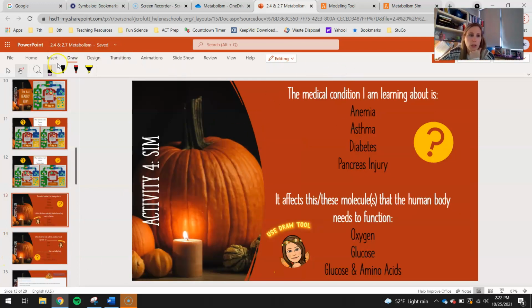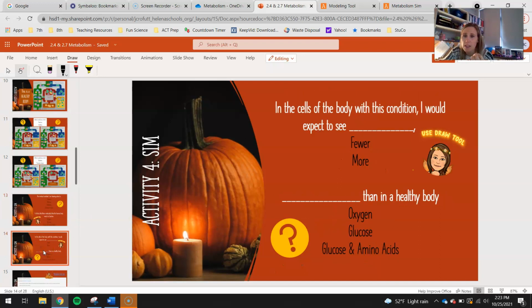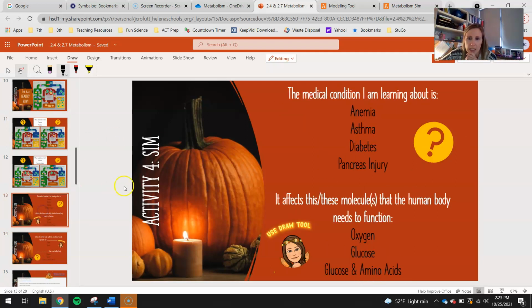Okay, you guys are going to review what you learned, whether you were home or in class the other day. So the medical condition I am learning about, that was the one you were assigned to read in your group of 4. So circle your answer there. It affects this or these molecules that the human body needs to function. So circle all that apply. We just went over all of these. Okay, in the cells of the body with this condition, I would expect to see either fewer or more, and then what molecules? Oxygen, glucose, or glucose and amino acids than in a healthy body. Okay, so if we're talking about the cells of the body, what would we see less or more of in those cells? Again, that should relate specifically to your condition that you read about in class the other day.